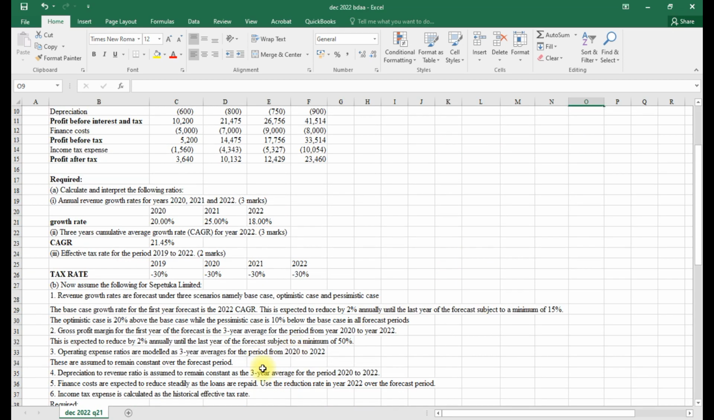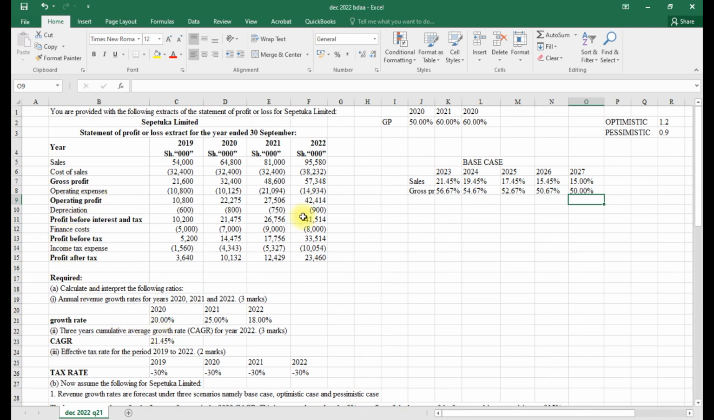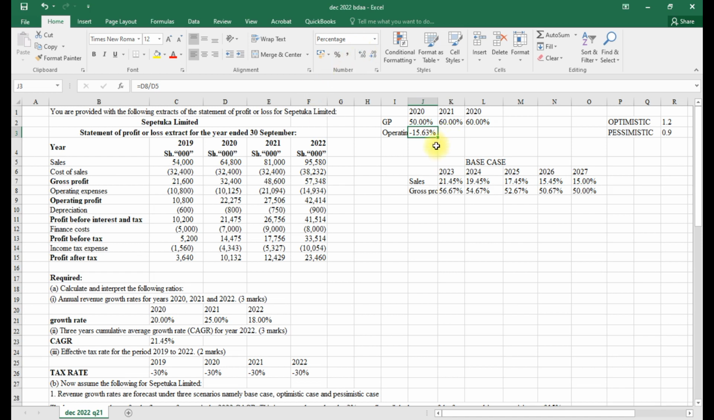Then the next, operating expense ratio are modeled as a 3-year average for the period 2020 to 2022. Again, for the operating expense here, 3 years average operating expense, which we shall have from year 2020. Operating expense will be this, and divide by this gross profit. Sales, this one, convert it into percentage, include 2 decimal place, and we drag this that way.